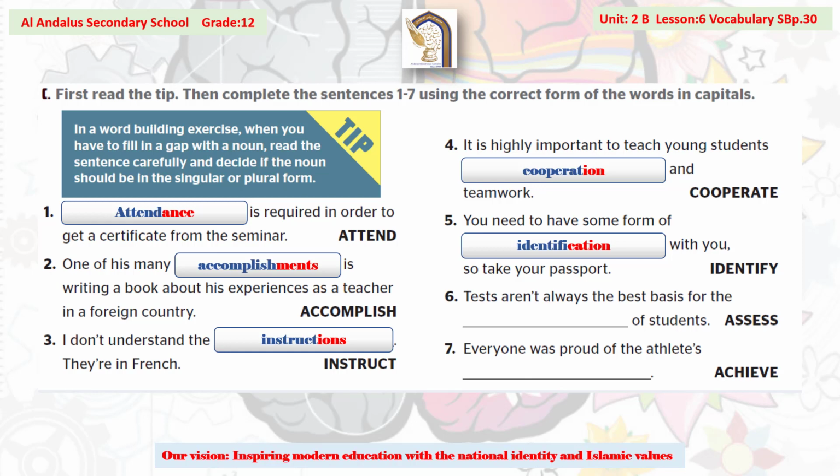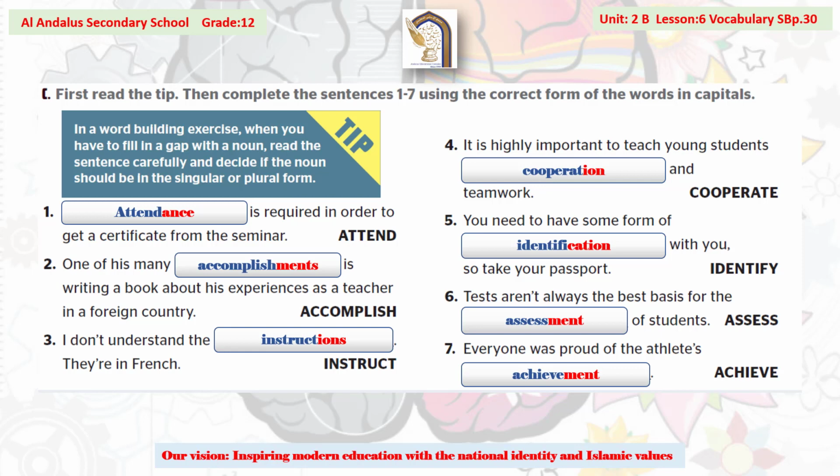Number 6, "Tests aren't always the best basis for the ___." Yes, this is the right suggestion. Assessment. So tests aren't always the best basis for the assessment of students. Our final sentence goes like this: "Everyone was proud of the athletes' ___." Right? That's a very good concluding answer. Everyone was proud of the athletes' achievement.